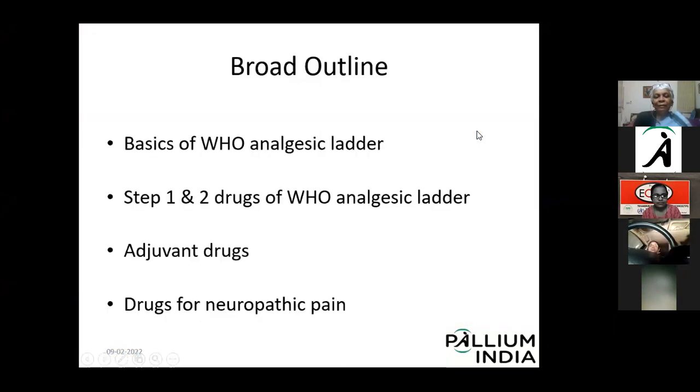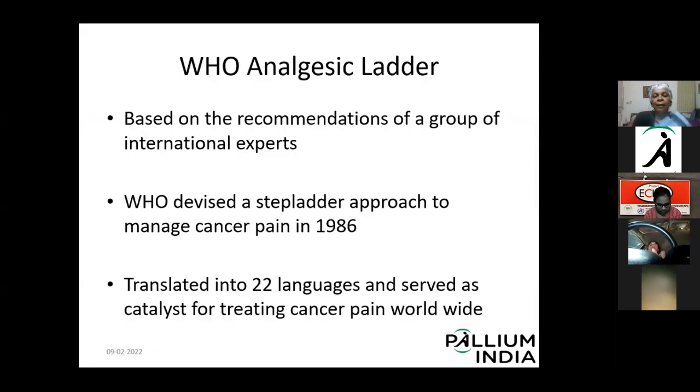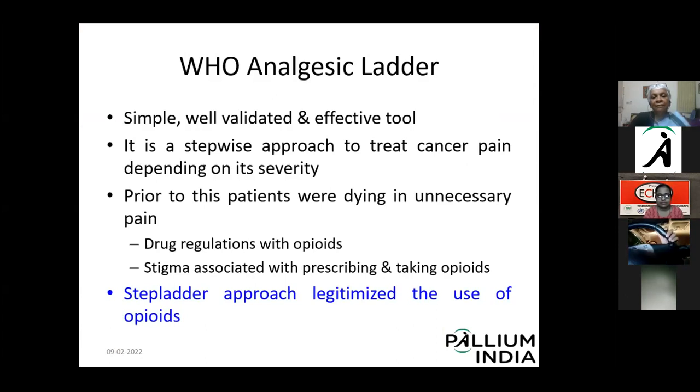The broad outline of my talk will be on the basics of the WHO analgesic ladder, focusing on whatever I've just mentioned. The WHO analgesic ladder was based on the recommendations of a group of international experts, which met first in 81 in Italy, then subsequently in Geneva, and ultimately in 1986, they devised the step ladder approach to manage cancer pain. This ladder has been translated into 22 languages and has served as a catalyst for treating cancer pain worldwide. It is a very simple, well-validated and effective tool for cancer pain management, and it is based on the severity of pain.